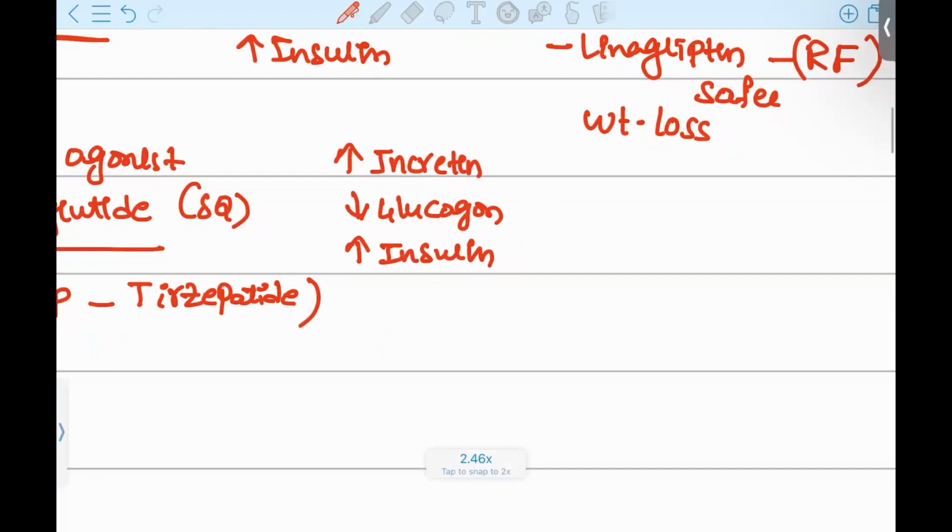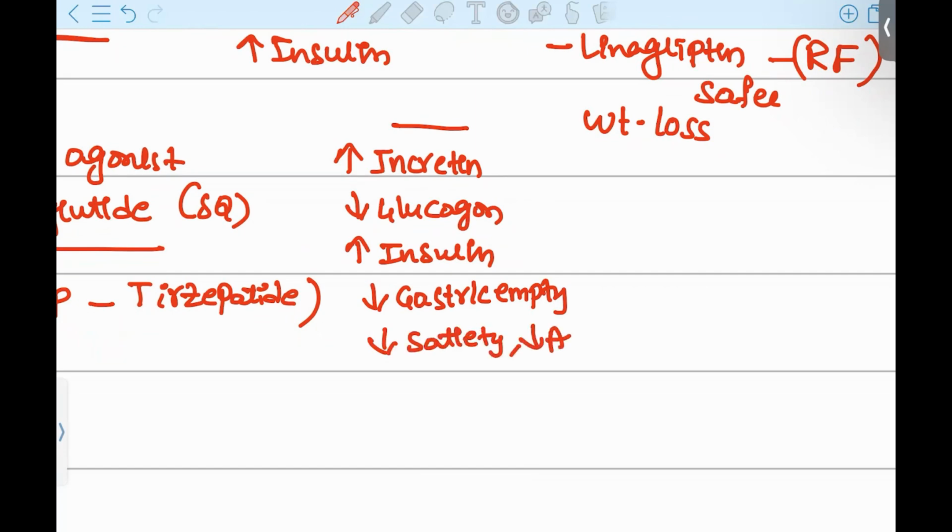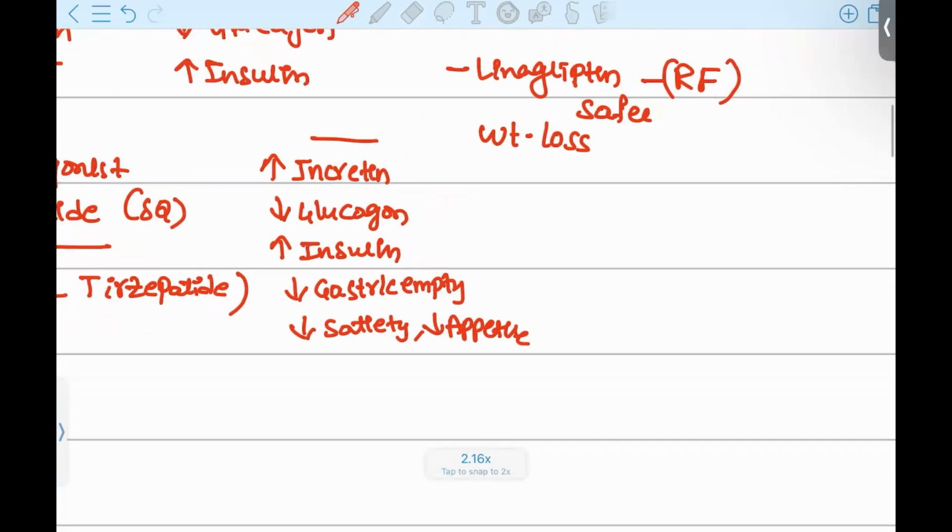Why does this incretin help? Incretin will decrease the gastric emptying. If the gastric emptying is decreased, this patient will have satiety, so the appetite will also be decreased, right? The appetite of the patients will be decreased. So this is how the GLP-1 receptor agonist works. And the side effects are that the patient also has weight loss and pancreatitis risk.